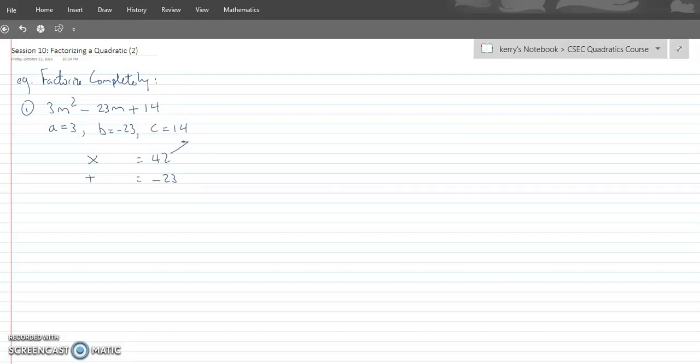All right, so you're going through your factors of 42 to see which two of them could add or subtract to give you 23. So 1 and 42, no. What about 2 and 21? 2 and 21 could add to give us positive 23, but we want negative 23. So what we have to do there, we have to take negative 2 and negative 21.